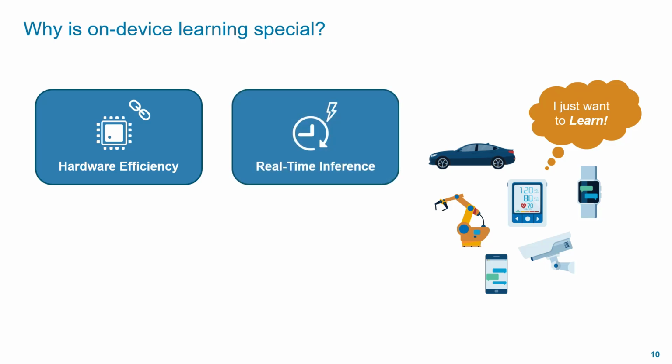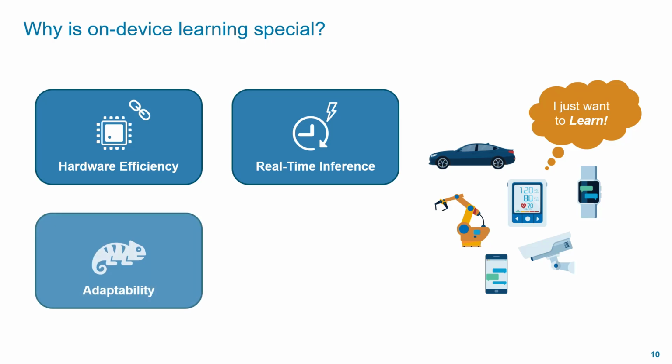Another reason that on-device learning is special is that it enables real-time inference of new inputs to a machine learning model. With traditional retraining or machine learning ops methods, typically the machine learning model would be retrained in a cloud environment before it's redeployed to an edge device. With on-device learning, we can ensure real-time inference continues without a separate step with retraining and re-downloading the model.